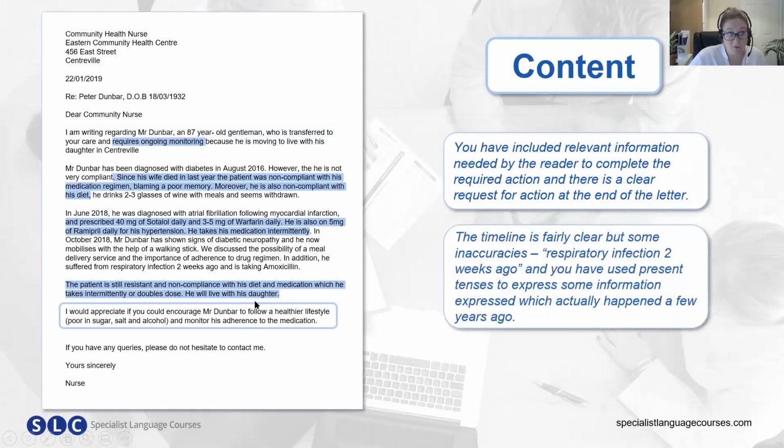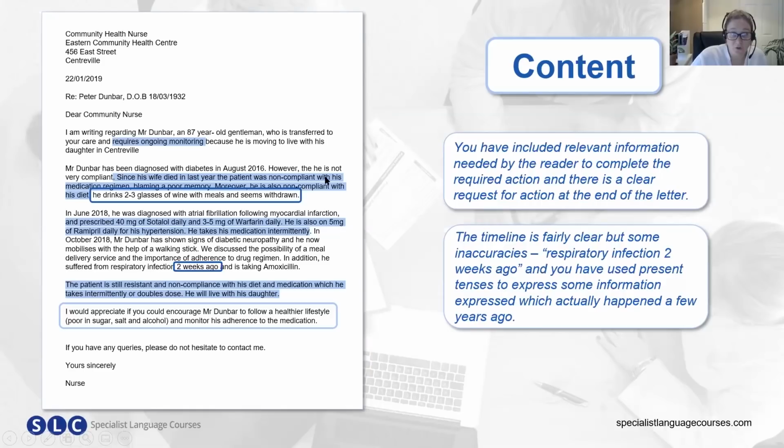The timeline is quite clear, so you've got lots of dates and things like that, but there are some inaccuracies. So the student put the respiratory infection 2 weeks ago, which wasn't 2 weeks ago. Even though this information is irrelevant, it's still inaccurately expressed. And there are a few things that are expressed as present, which actually happened a few years ago.